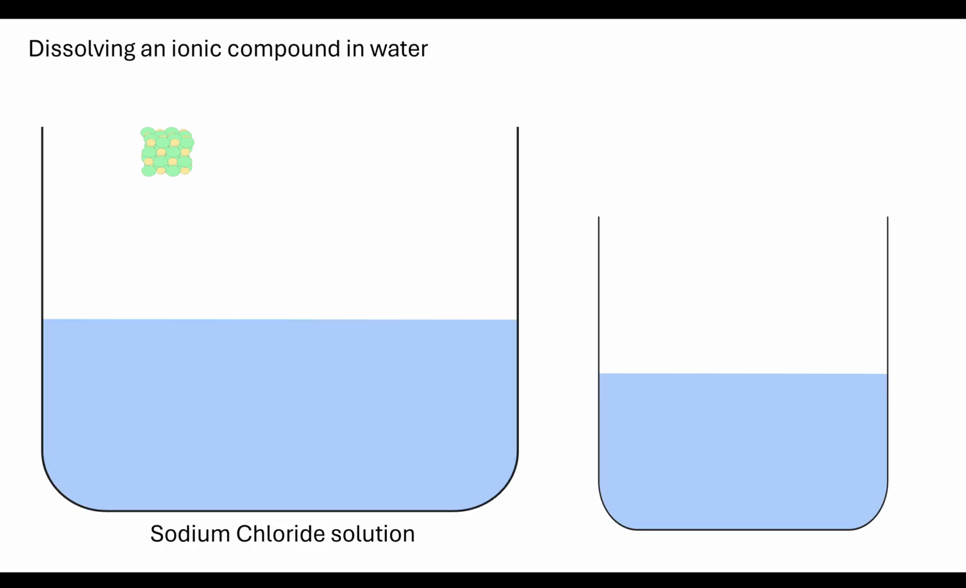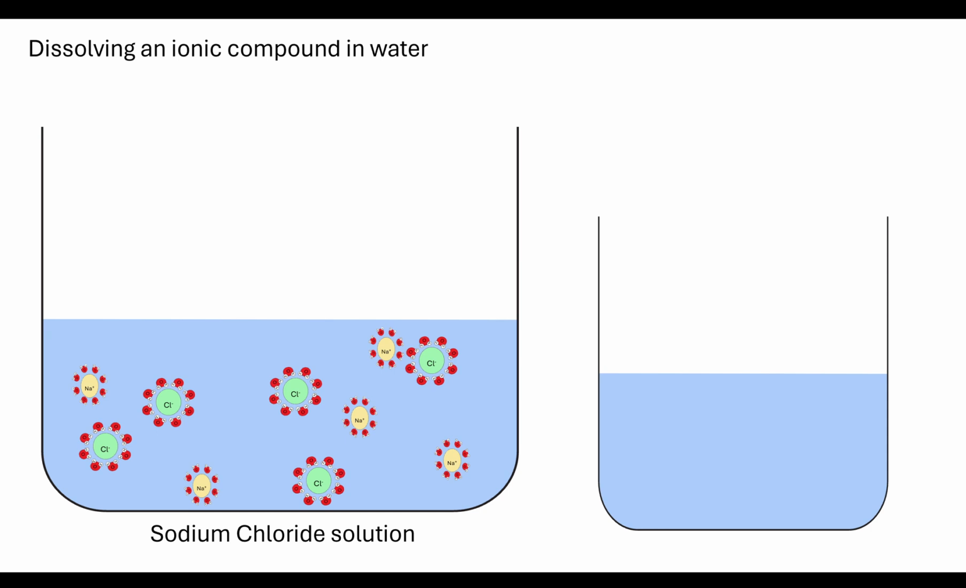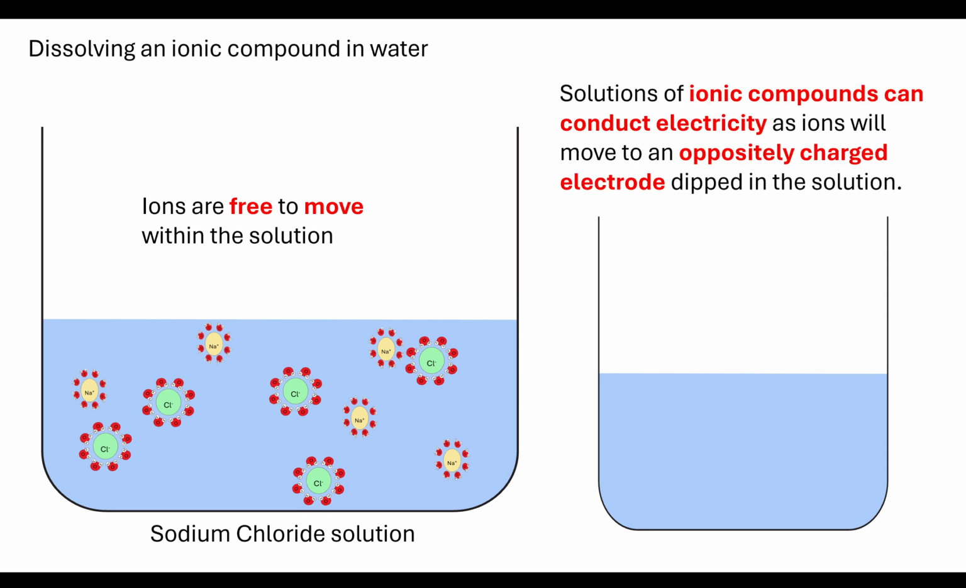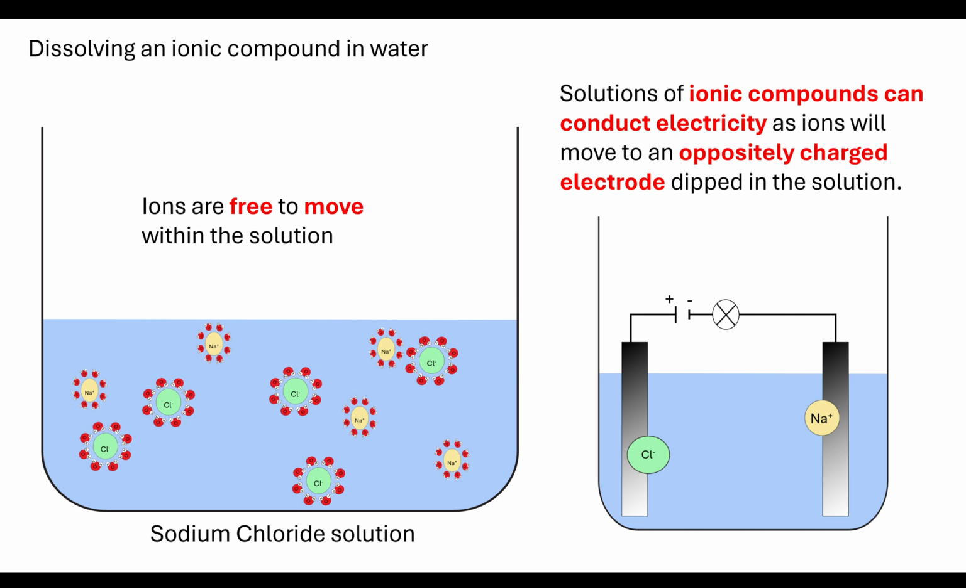Now, what happens when we dissolve our ionic compound in water? We have now got our ions which are free to move within the solution. So because we have broken the ionic bonding, those ions are now dissolved in the solution. They can move around. That therefore means that if we have a solution of ionic compounds, it can also conduct electricity because those ions are free to move, and they will therefore go to the oppositely charged electrodes, which will be dipped in the solution.